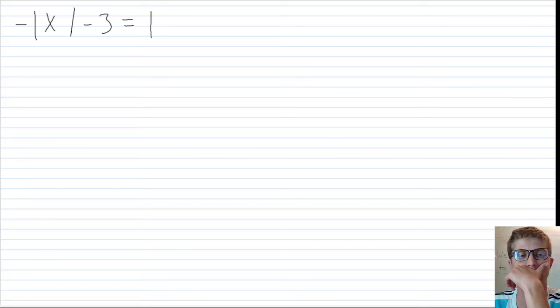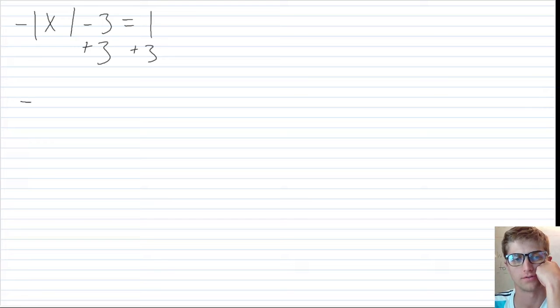All right, negative absolute value of x minus 3 equals 1. What's happening to x? It's being multiplied by negative 1, then subtracted by 3. We're undoing everything, so we start with addition and subtraction, undoing the subtraction of 3 by adding 3. What we do to one side, we do to the other. We are left with negative absolute value of x equals 4.